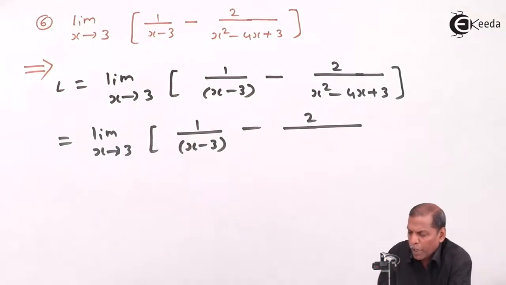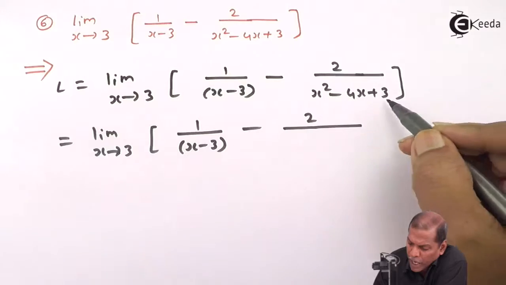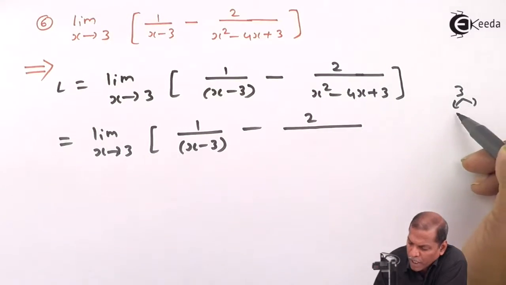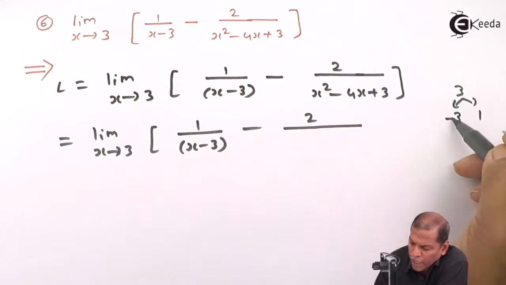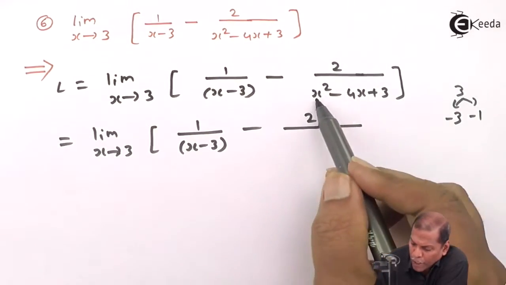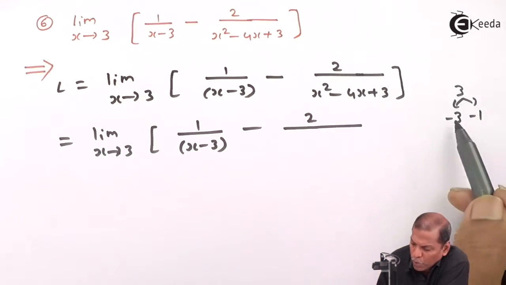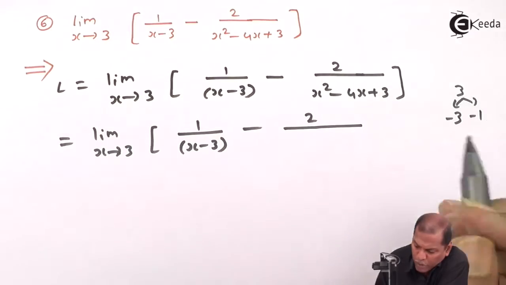Now here the denominator is a quadratic function with last term 3, which can be factorized as 3 ones are 3. Now we need minus 4 in the middle term, so we write minus 3 minus 1. So the required factors for x square minus 4x plus 3 are x minus 3, and the second factor is x minus 1.